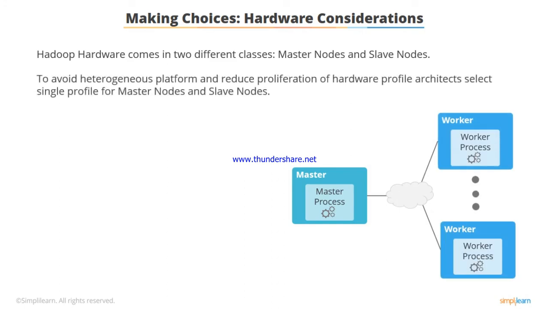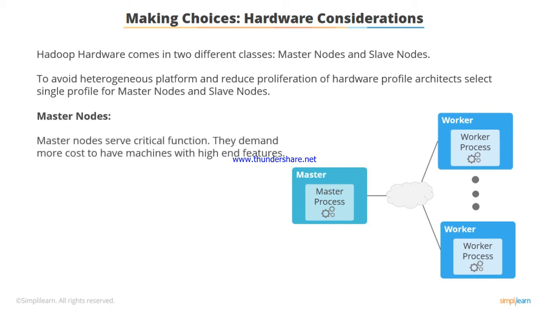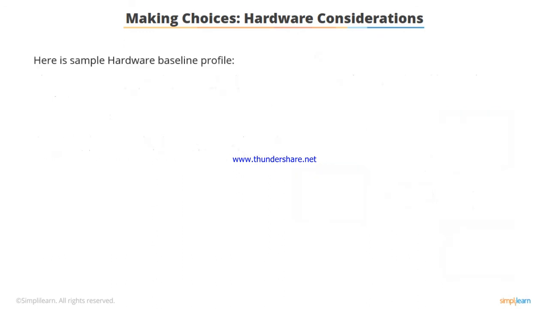To avoid heterogeneous platform and reduce proliferation of hardware profile, architects select a single profile for master nodes and slave nodes. Master nodes. Master nodes serve critical functions that the cluster can't live without. These require a higher cost for machines with high-end features. Here is a sample hardware baseline profile based on the size of the cluster.